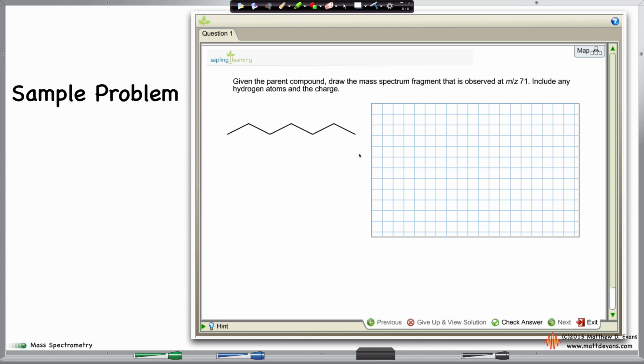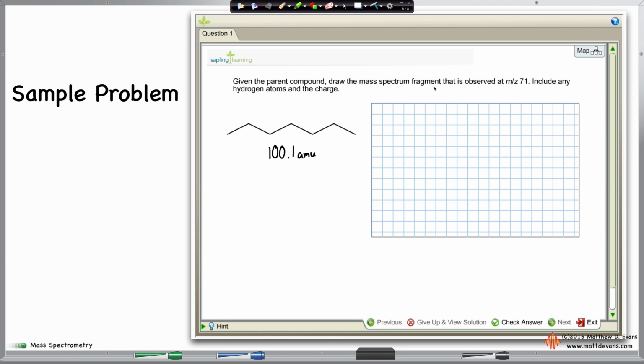1, 2, 3, 4, 5, 6, 7 carbon atoms. So 7 times 12.01, and then plus how many hydrogen atoms do we have? 7 plus 2 more, 16. So I'm getting a formula mass of 100.1 atomic mass units, or grams per mole, however you want to look at that.